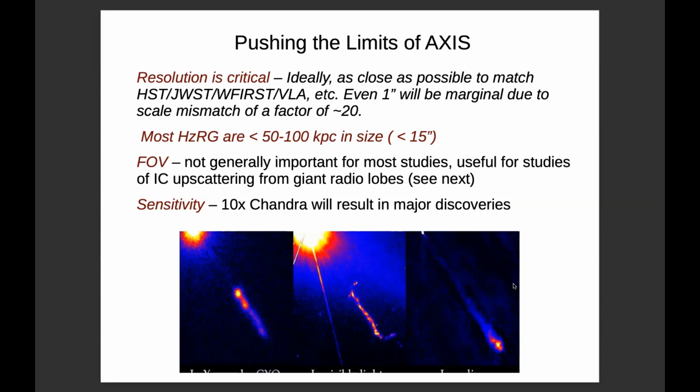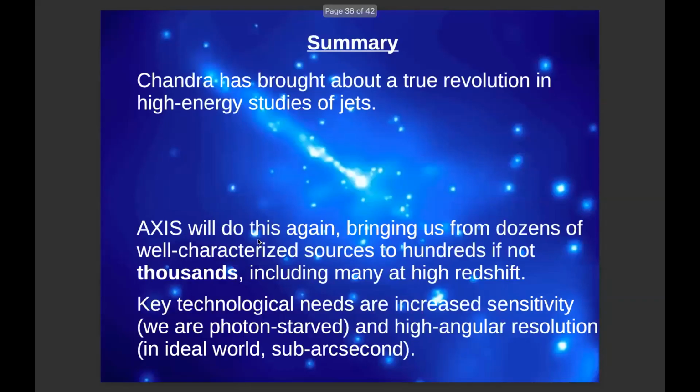That is important. And especially as we go to high redshift, most of the high redshift radio galaxies are small in angular size. They're 50 to 100 kiloparsecs, less than 15 arc seconds. The other parameters of AXIS aren't as important. Field of view, of course, doesn't much matter for studying these small objects, but the sensitivity is going to really result in major discoveries. So I will leave it there.